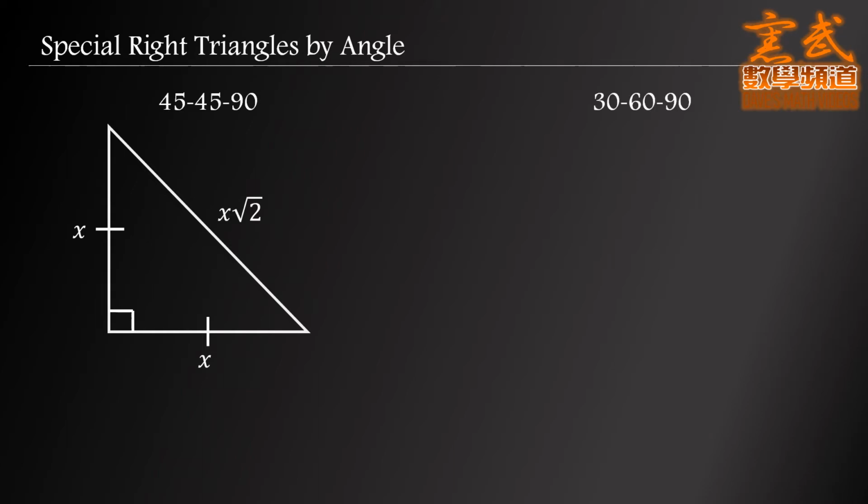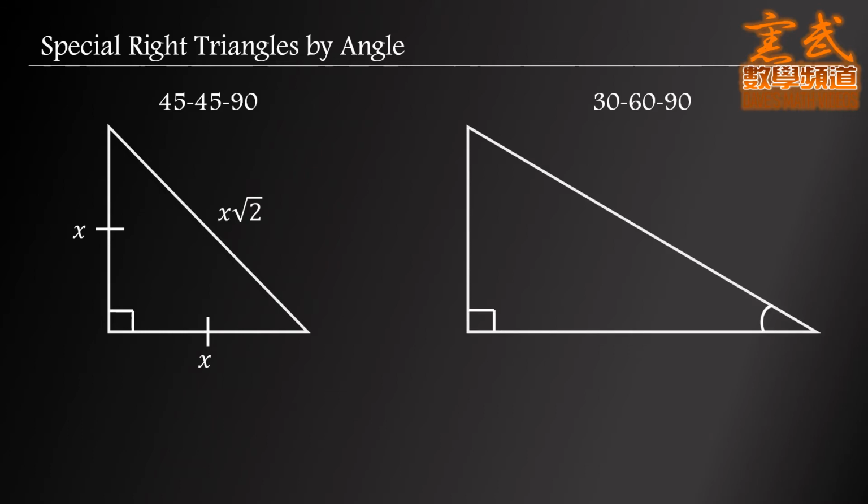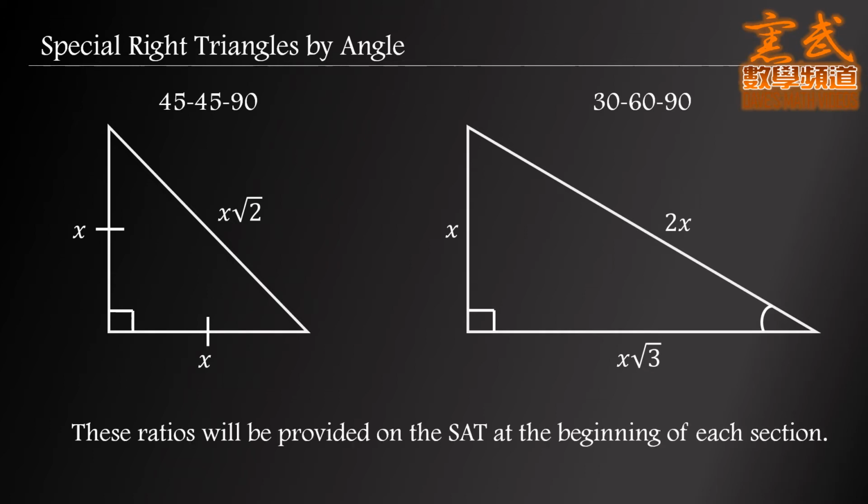Another special right triangle is called the 30-60-90 right triangle because it has angles of 30, 60, and 90. In this case, the angle on the right-hand side is 30 degrees, and the length of the side across from it on the left is x. If this is the case, then the longer leg has a measure of x times square root of 3, and the hypotenuse has a length of 2x.